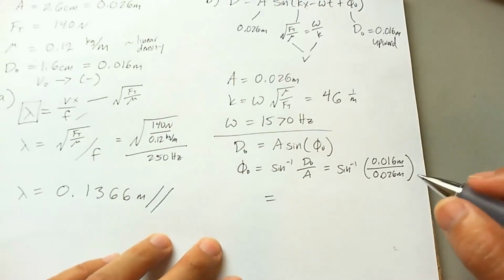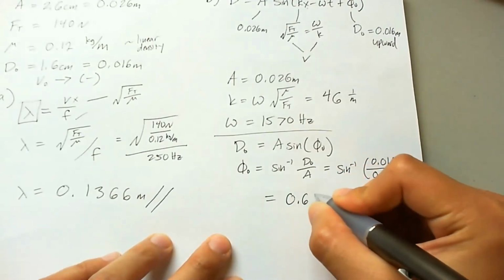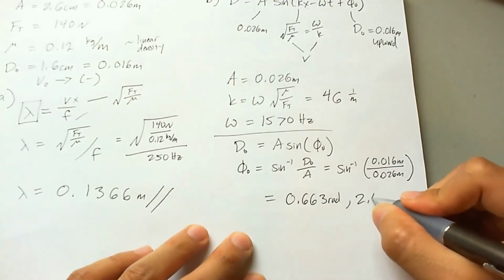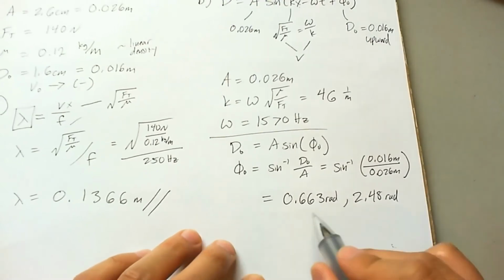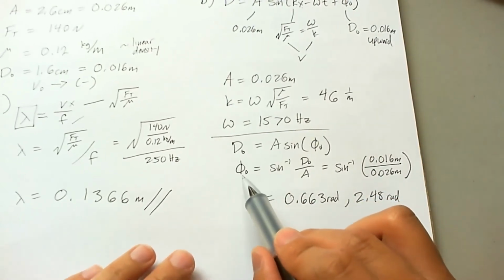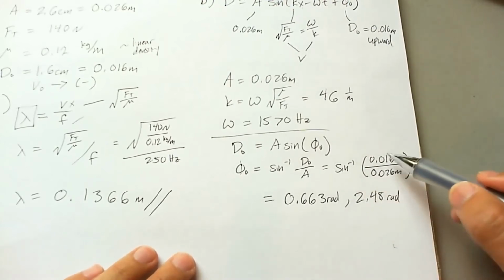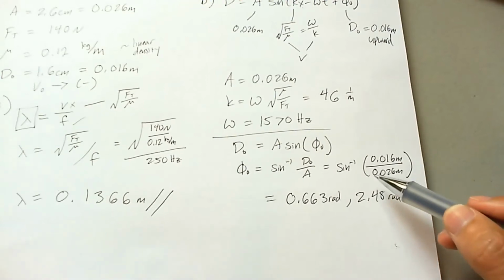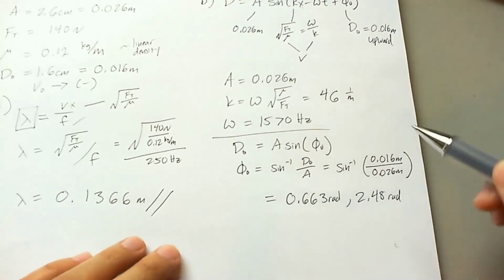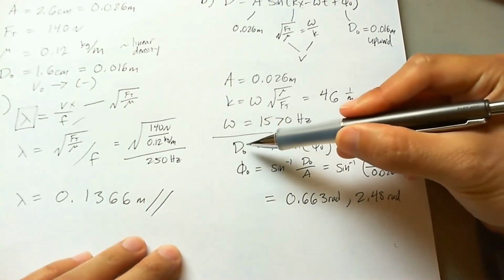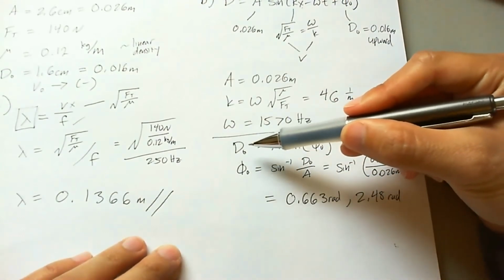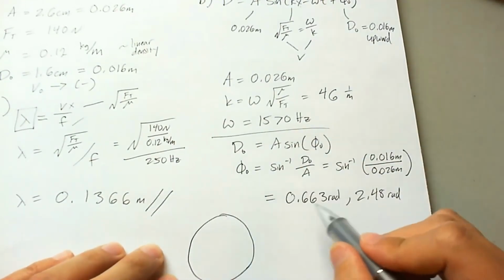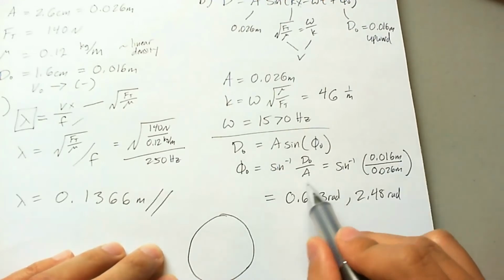The first answer is going to be 0.663 radians, and the second answer is going to be 2.48 radians. Now, these are the two values of phi that can make this happen. The way you can find this out is by looking at the fact that we know D naught is a positive value. So in a unit circle, let me show you why I chose these two, because if you plug this into the calculator, you're only going to get this.